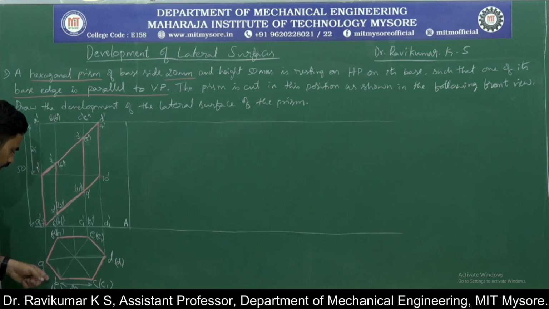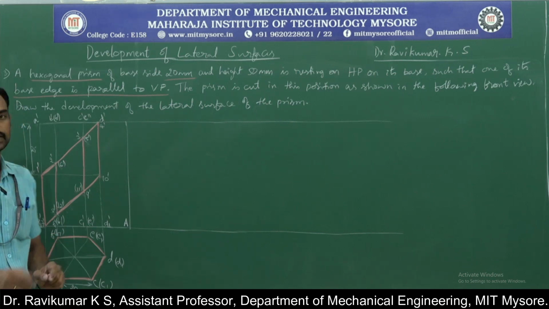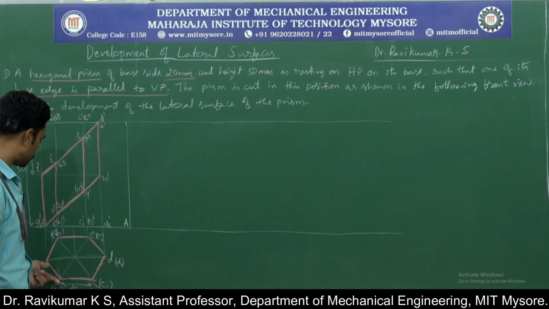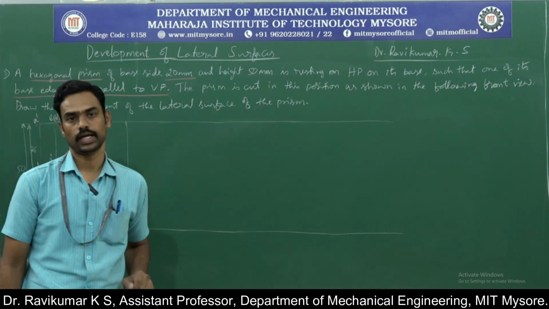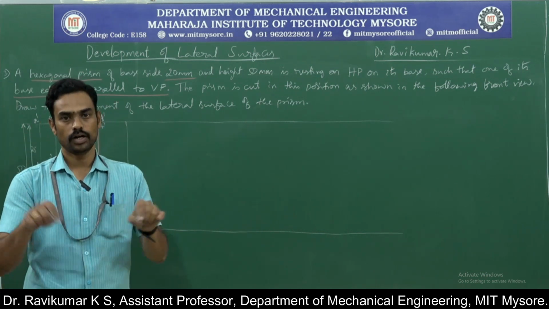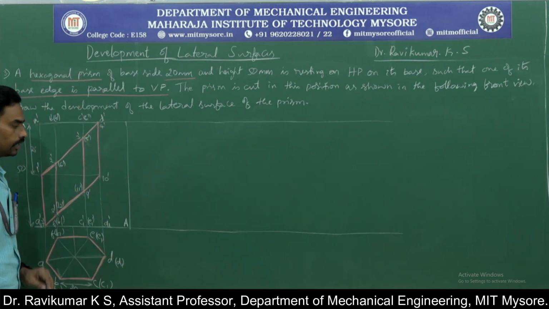So number of sides in the top, you look at here, number of sides in the hexagonal prism. There are 6. 1, 2, 3, 4, 5, 6. AB, BC, CD, DE, EF, FA. There are 6 sides, and each side is equal, 20, 20, 20, 20, 20, 20. It's a regular hexagon. Regular hexagon means all the sides are equal.